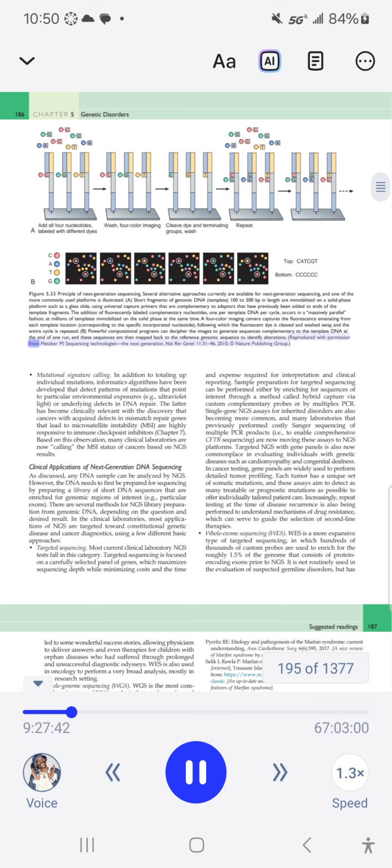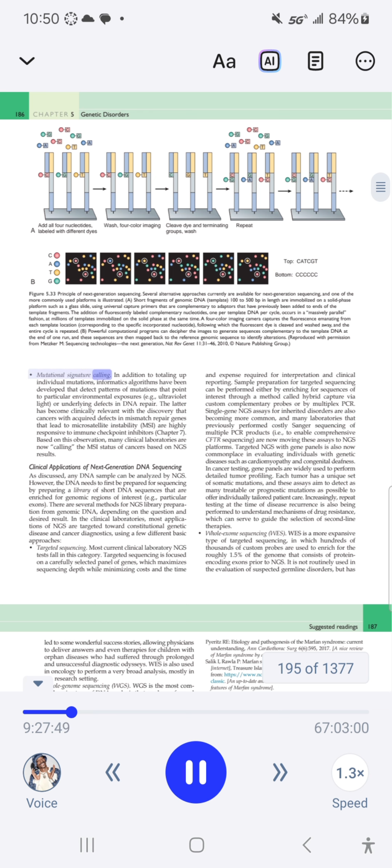Reproduced with permission from Metzker M. Sequencing Technologies, The Next Generation. Nat Rev Genet, 2010, Nature Publishing Group.